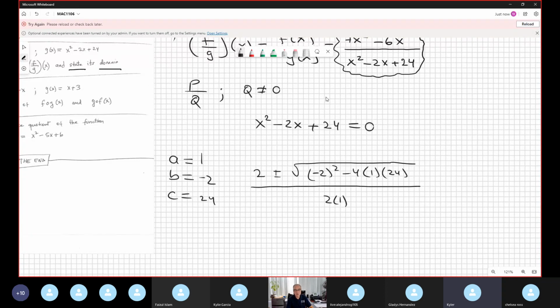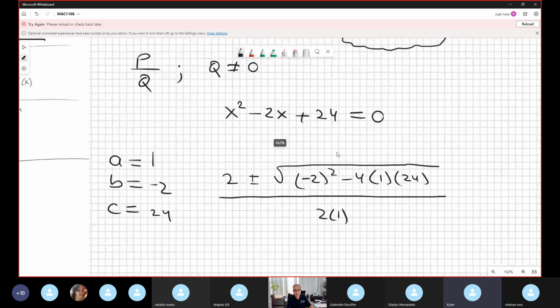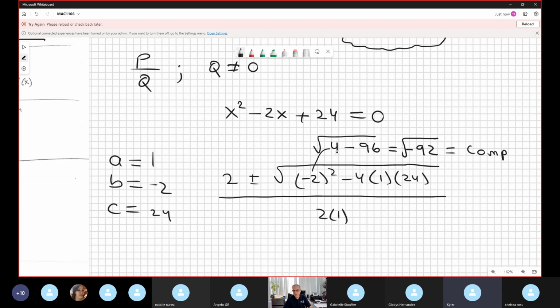We focus 100% on the expression inside the radical. The expression inside the radical is 4, and this is minus something, 24 times 4, I suppose 96. Let me check it with the calculator. 24 times 4, yeah, 96. I'm subtracting. It's minus 92. So when you compute the square root of a negative number, it's obvious that it's complex. Imaginary specifically, and when you put it together the result is complex.